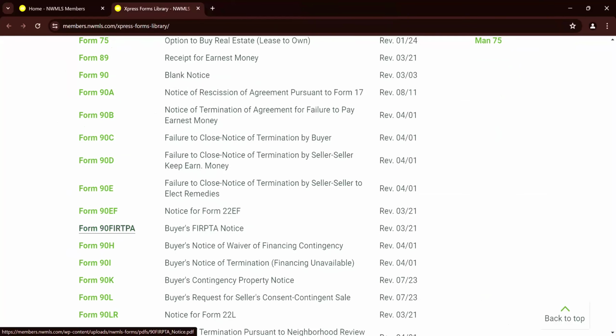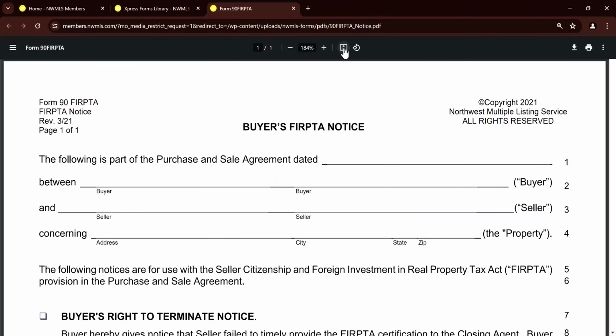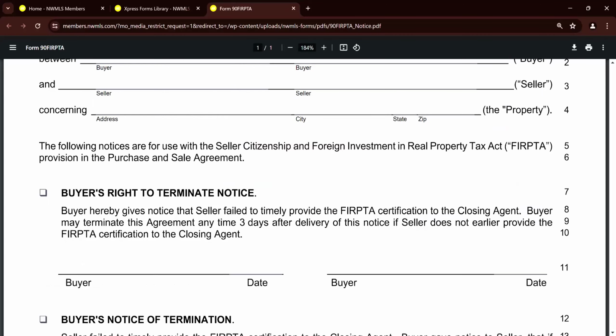Next is the 90 FERPTA, buyer's FERPTA notice. And this one's a multiple choice one. The following notices are for use for the seller's citizenship and Foreign Investment in Real Property Tax Act, FERPTA, provision in the purchase and sale agreement. Buyer's right to terminate notice: buyer hereby gives notice that seller failed to timely provide FERPTA certification to the closing agent. Buyer may terminate this agreement anytime 3 days after delivery of this notice if seller does not earlier provide the FERPTA certification to the closing agent.